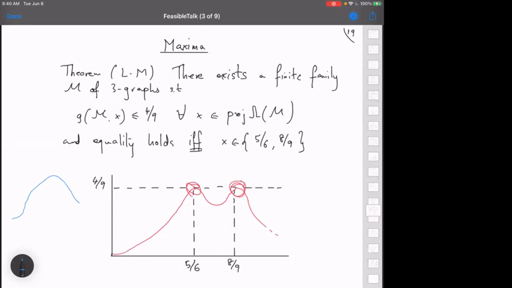The answer is that there is a finite family of triple systems M, and the feasible region has the property shown in this picture. So the Turán density is 4/9, but there are two different things that achieve this Turán density, two different constructions.